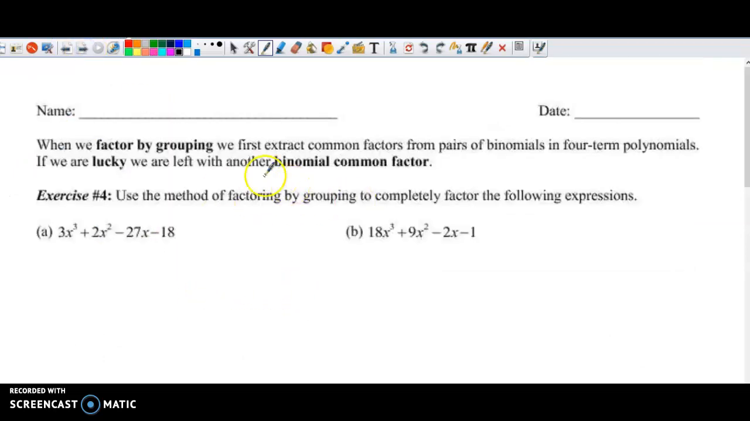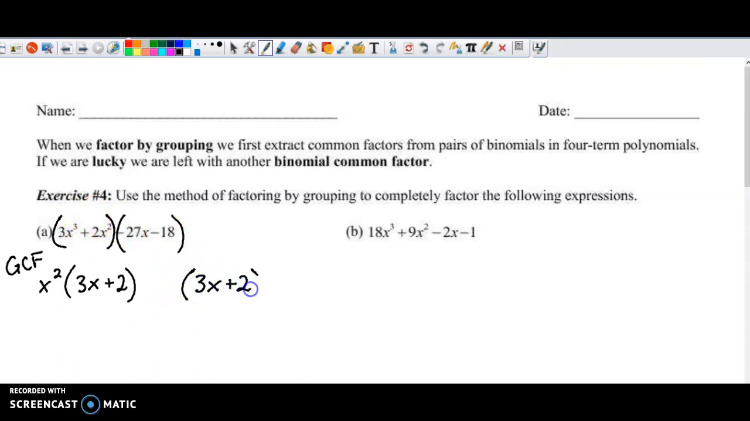So let's practice a few of these. Notice that we have 4 terms. If we have 4 terms, we can group. So if I ask you for the greatest common factor, in the first 2 terms, that would just be x squared, and you're left with 3x plus 2. And double check my math. If I distribute that in, it should be equal to that other piece. My whole goal, if you've noticed, is I want 3x plus 2 again.